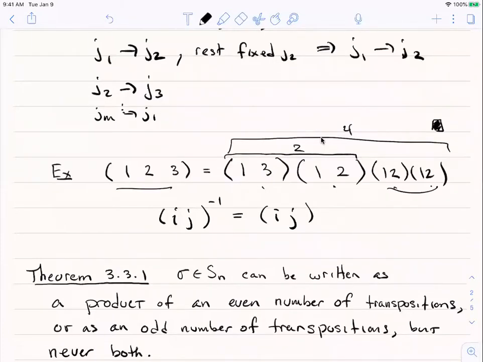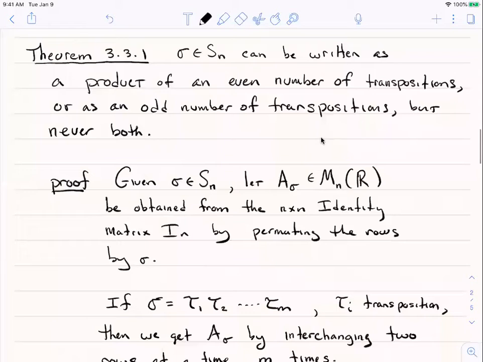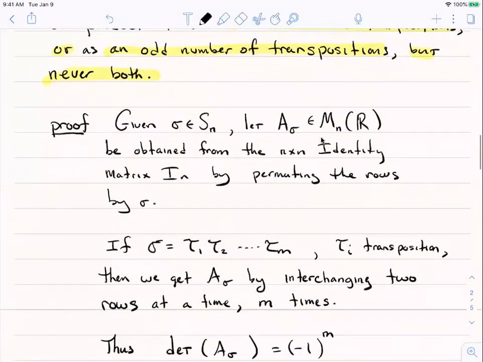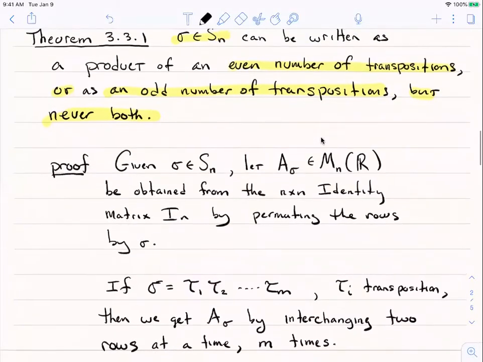That's the next theorem, Theorem 3.31. Theorem 3.31 says that every permutation in the symmetric group S_n can be written as a product of either an even number of transpositions or an odd number of transpositions, but never both. You cannot do it both ways. So I'm going to give you a different proof than what Herstein does. My proof is based on a fact from linear algebra. So let's try to check out my proof here.